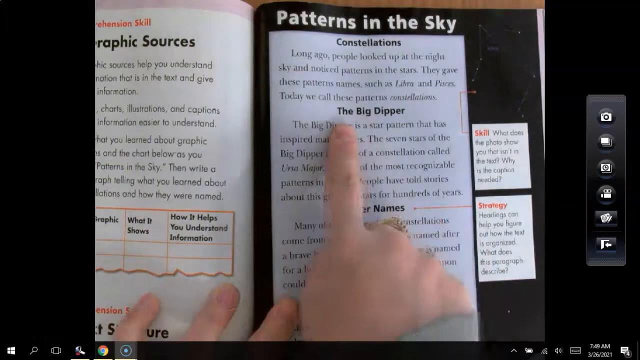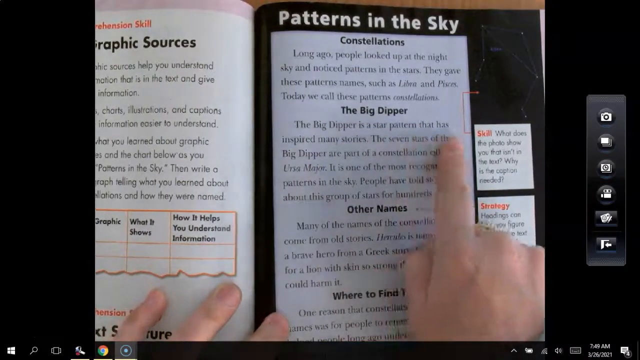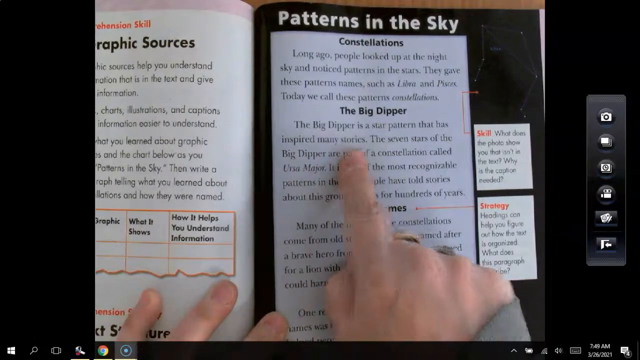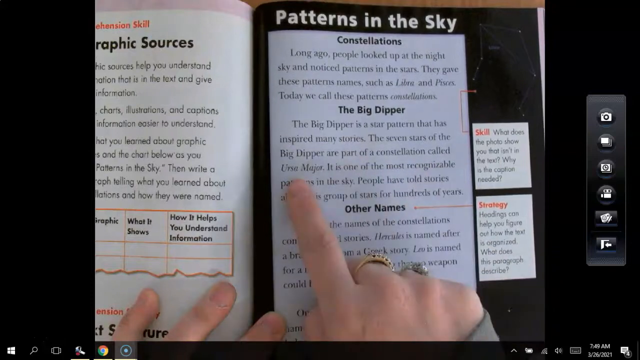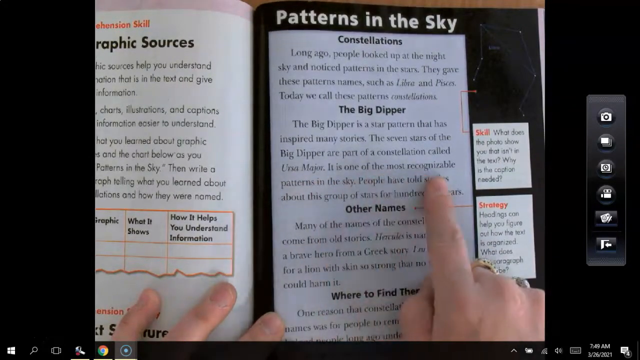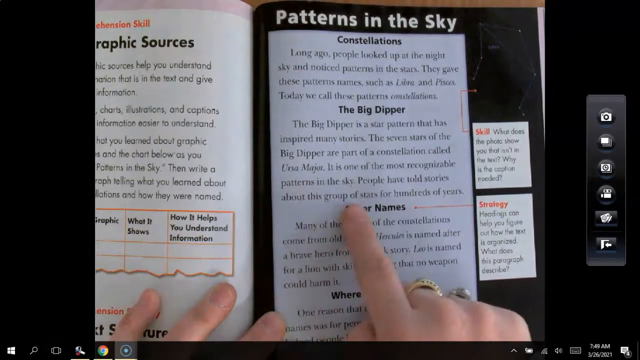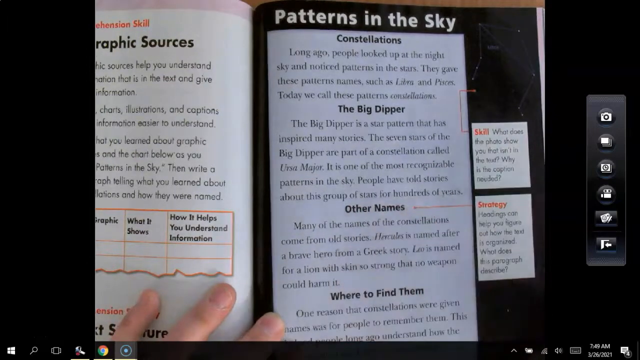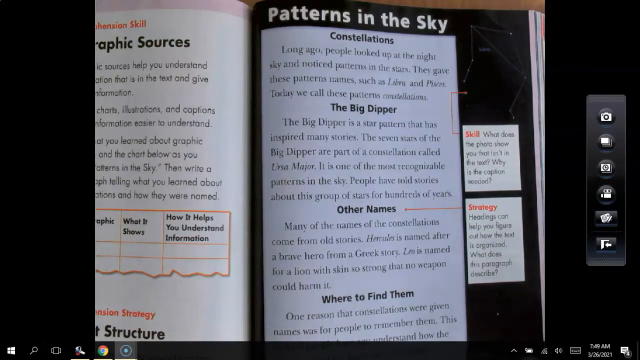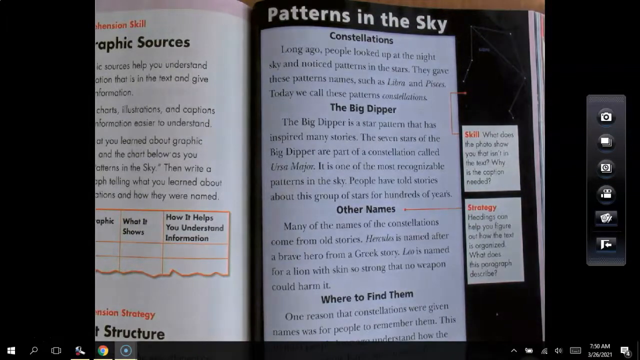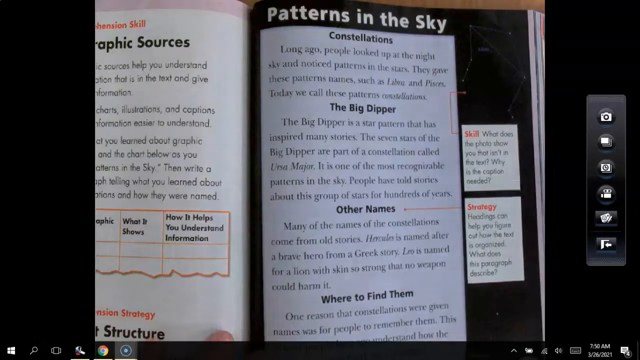Let's go on to our next heading, the Big Dipper. The Big Dipper is a star pattern that has inspired many stories. The 7 stars of the Big Dipper are part of a constellation called Ursa Major. It is one of the most recognizable patterns in the sky. People have told stories about this group of stars for hundreds of years. So that's that Big Dipper that I was talking about, that soup ladle that you may have seen in the sky. If you haven't, try to look for it on a clear, starry night. I guarantee you'll be able to figure it out.